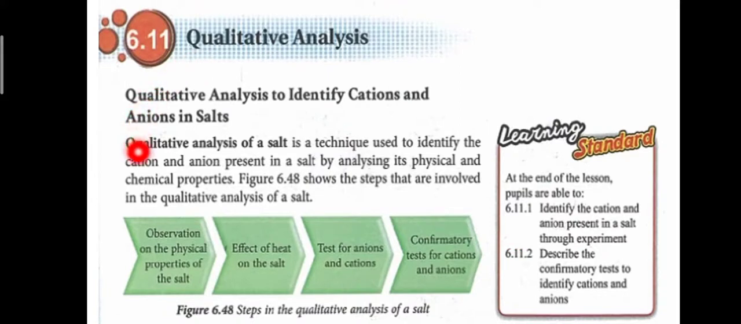Qualitative analysis of a salt is a technique used to identify the cation and anion present in a salt by analyzing its physical and chemical properties. The steps in qualitative analysis of salt: first, observe the physical properties of the salt; then the effect of heat on the salt; test for anions and cations; and last, the confirmatory test for cations and anions of the salt.